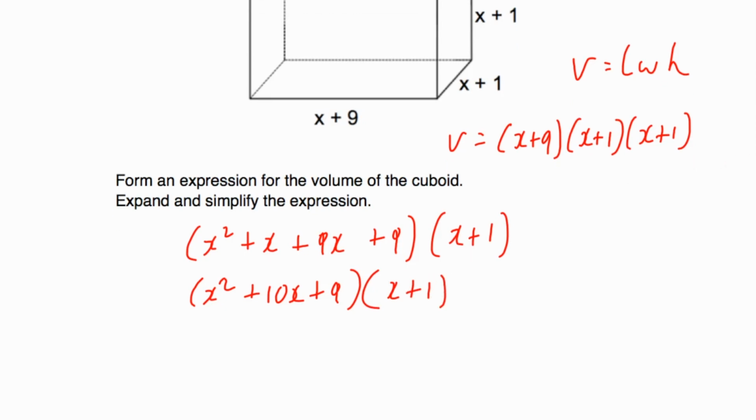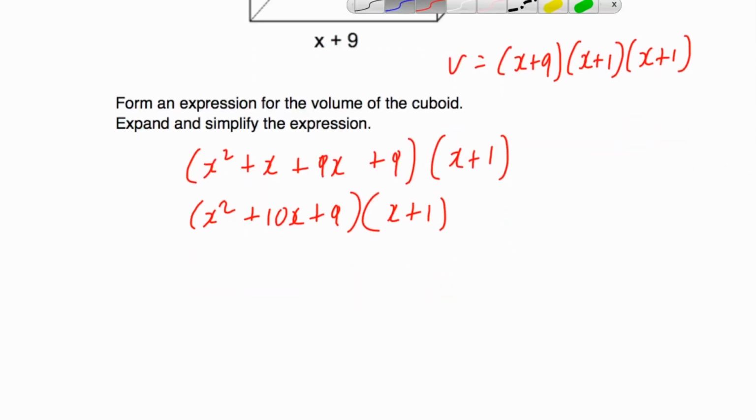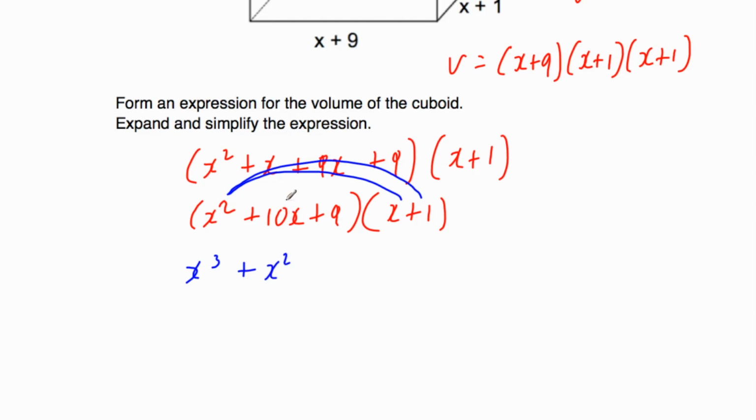So let's expand this out and see what we get. So when we multiply this out, we get x squared times x is equal to x cubed. x squared times 1 will be plus x squared. 10x times x would be plus 10x squared. 10x times 1 will be plus 10x. And finally, 9 times x would be plus 9x. And 9 times 1 will be plus 9.